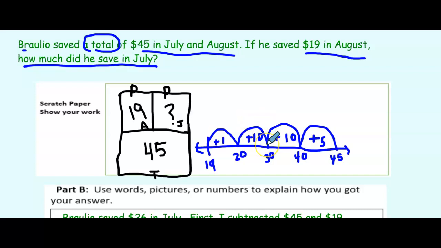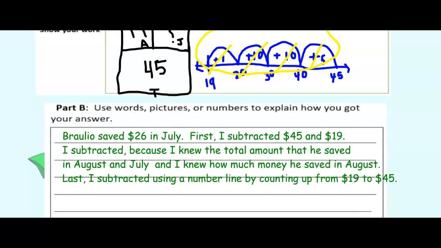Skip count a 10 to get a 30, another 10 to get a 40, and we have to stop at 45, so the last jump is just a jump of 5. Finally, you should have circled the numbers at the top, counted your total, 10, 20, 25, 26, and your answer should be $26. Now, let's look and see what you should have written.